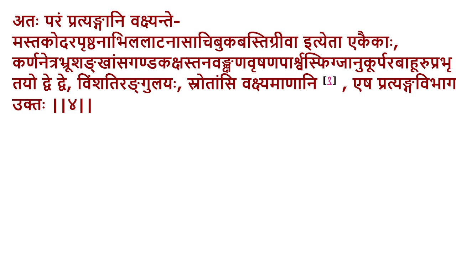Then further pratyanga, the specific further organs, are mastaka, the forehead; udara, the central abdomen; pristha, the back or the lumbar area; nabi, the umbilicus; lalata, the forehead again on the anterior side; then nasa, nose; chibuka, the chin; basti, the bladder area or the lower abdomen; griva, neck; and so on. These are given as examples of different specified organs of the body or the further defined structures.